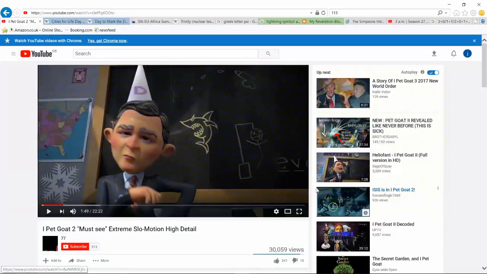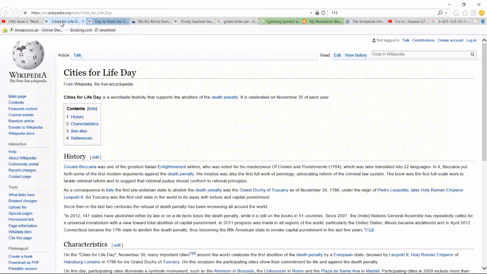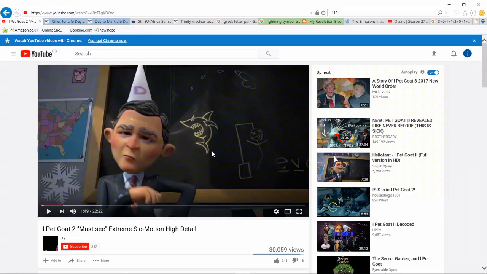Just coming out of that very quickly, I've also researched that the 30th of November is Cities for Life Day, and Cities for Life Day is a worldwide festivity that supports the abolition of the death penalty, and it's celebrated on the 30th of November. So on the 30th of November they got rid of the death penalty pretty much worldwide, even though people still get put to death. It's supposed to be abolished on the 30th of November, and then we've got the unfinished hangman, so he's missing his leg here for him to completely hang, which could represent the abolition of the death penalty. So that was just another point.